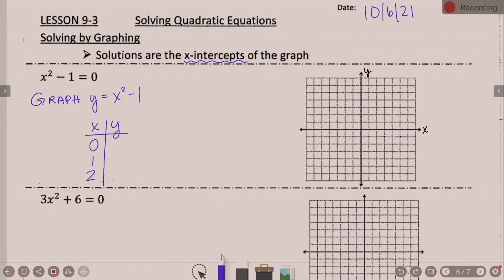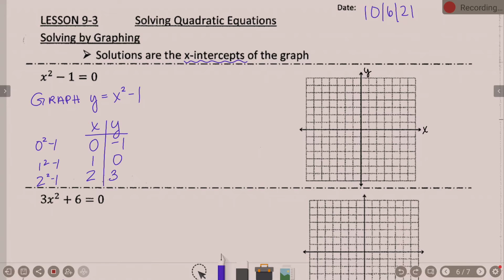So if I put in 0 right here, 0 squared minus 1. 0 times 0 is 0, minus 1, is -1. What about 1 squared minus 1? 1 minus 1 is 0. What about 2 squared minus 1? 4 minus 1 is 3.